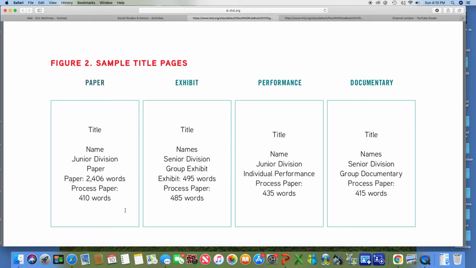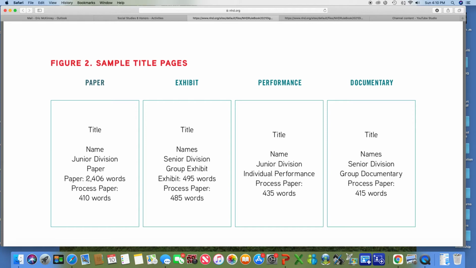That has to be the exact format. No pictures, no different spacing. That is your exact format for your title page. Again, paper has to be between 1,500 and 2,500 words. I would go so far to say if it's not 2,000 words at least, you need to add much more detail. But it does need to be between 1,500 and 2,500 words. So that's your title page.